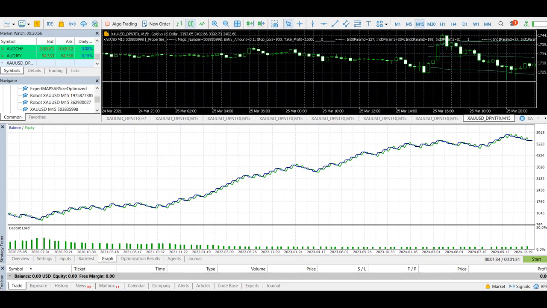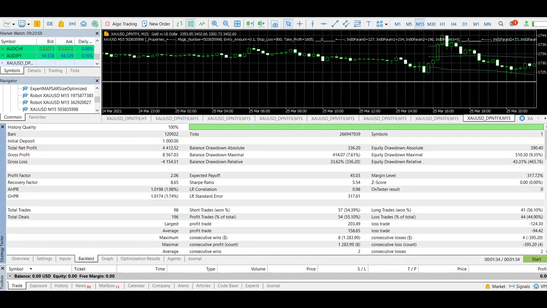The backtesting results. Wow, results are almost the same, however it is a little different. Total net profit is 4412, gross profit was 8567, gross loss was 8154, expected payoff 45, Sharpe ratio has increased to 5.54, profit factor 2.06, recovery factor is 8.65. Okay, and the rest of the statistics are in front of you.